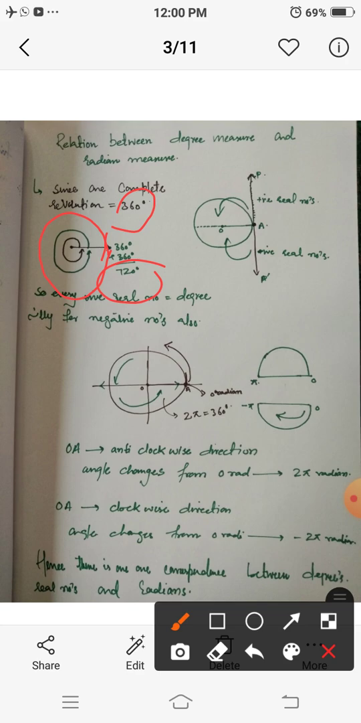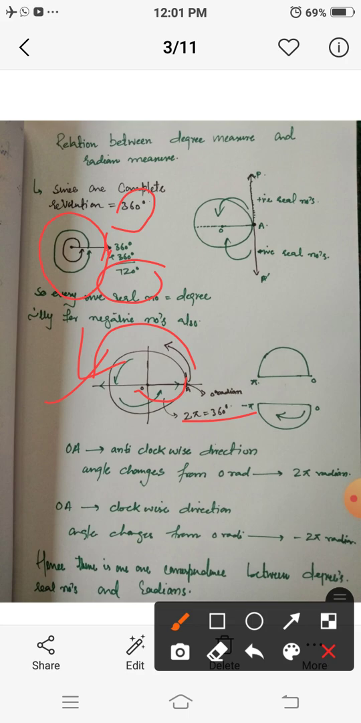Now if we consider the radian system, the angle subtended by the full circle equals 2 pi. For this we have two semicircles, one upper semicircle and the second one lower. In the upper semicircle, if we rotate the radius vector OA in the anti-clockwise direction, the angle subtended is from 0 to pi.